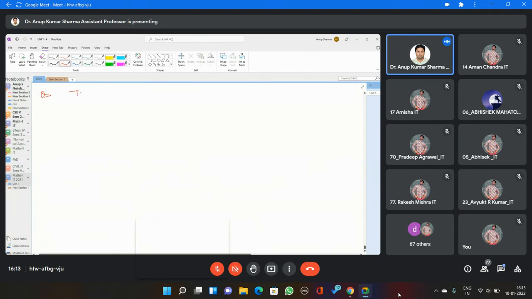Question: trace the curve y square into a square plus x square is equal to x square into a square minus x square. You can do it. Number two: x square plus y square is equal to a square into x square minus y square.